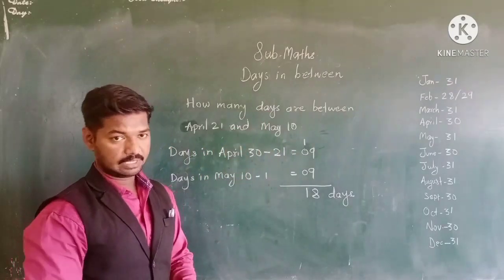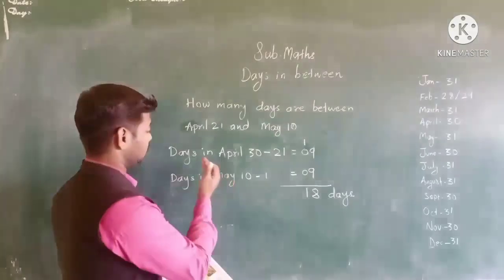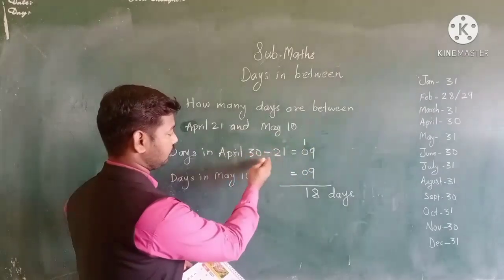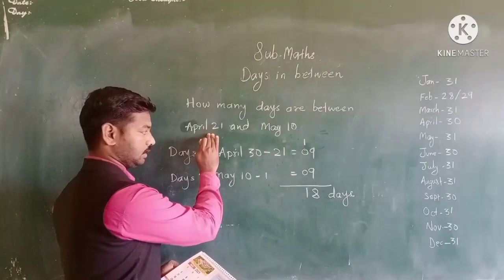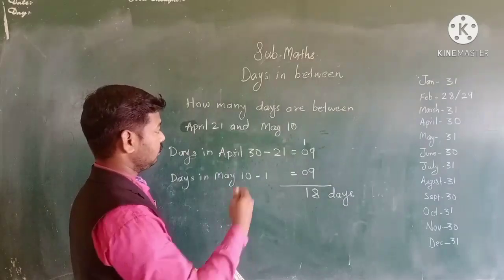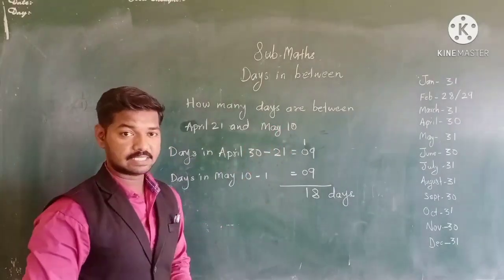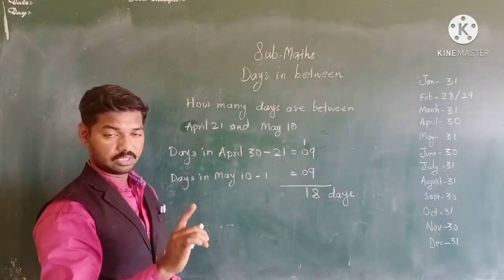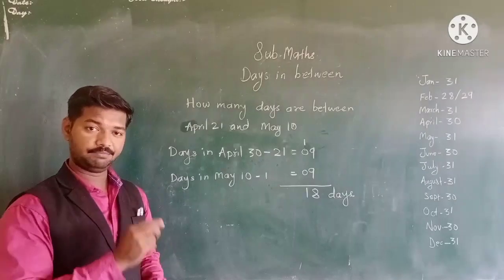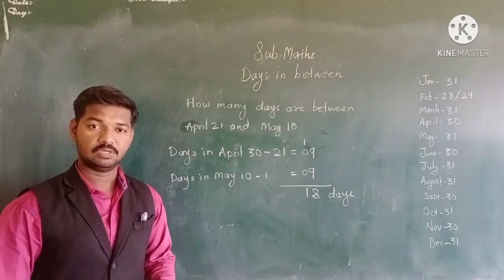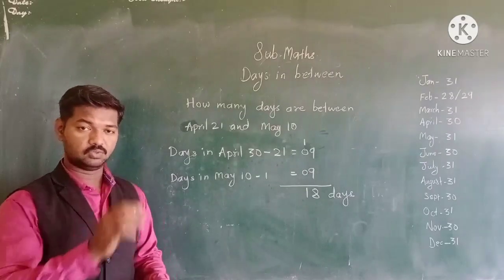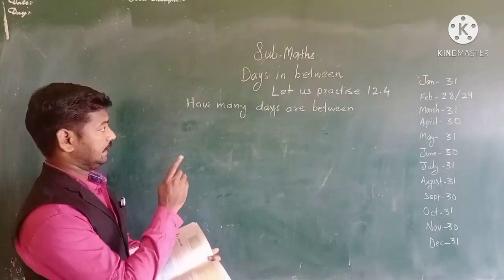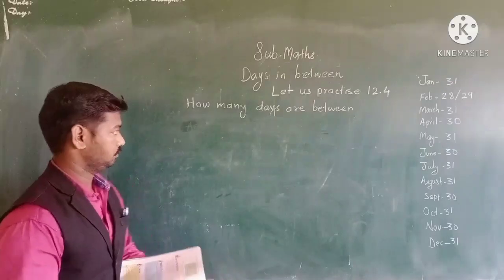And without a calendar also we can find it. Days in April, total days are 30. From the 30, first we have to minus the given date. And whatever last date is given here, from that day we have to minus 1. Understood? So the same way we are going to solve practice 12.4, and then you will understand very well.